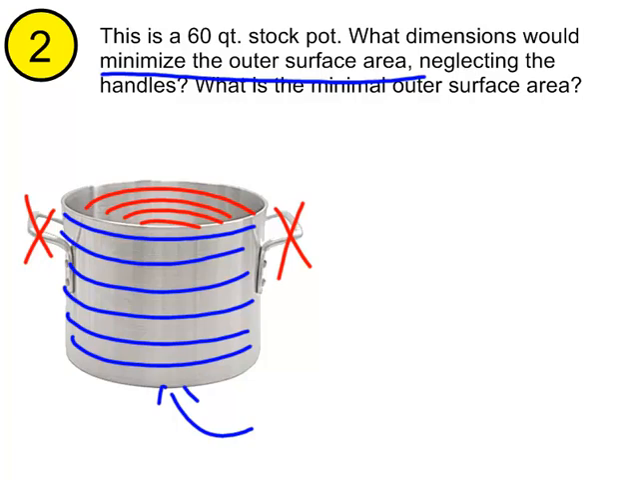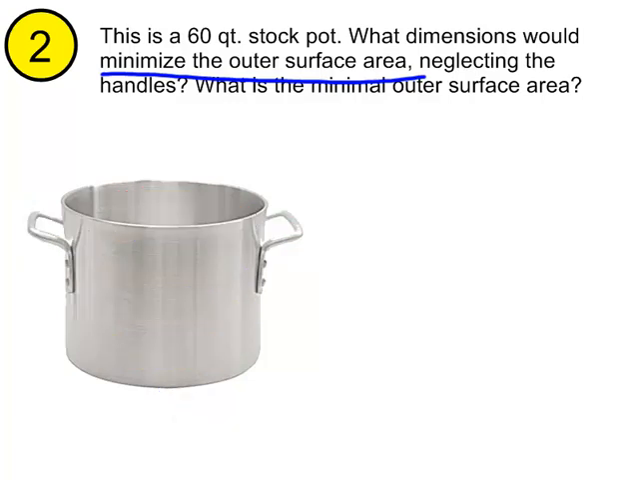So the outer surface area is what we're trying to minimize. And not only are we asking for the dimensions of the pot, the radius and the height presumably, but we also want to know what outer surface area that optimal radius and height will produce.